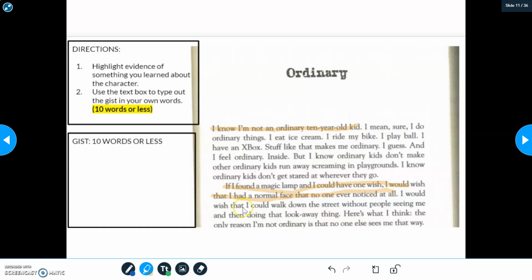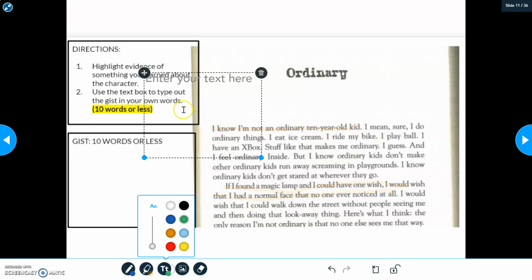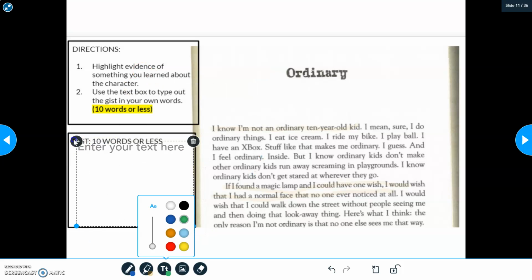So I highlighted my text evidence, and now I'm gonna use the text box and I'm gonna put it down here, right? And I am gonna write my gist, okay? The gist is, in my own words, what have I learned, okay? And I am gonna go ahead and type it out. I'm gonna put the main character, MC, is not ordinary. He wishes he was by having a normal face.